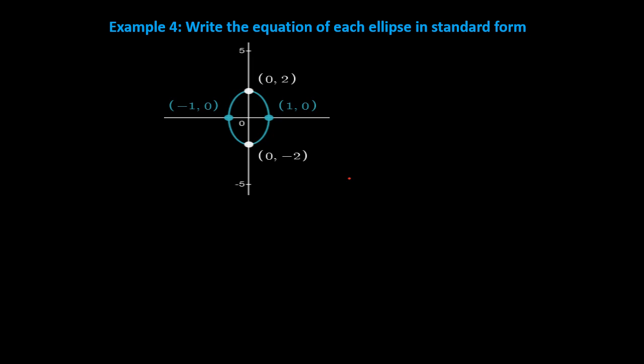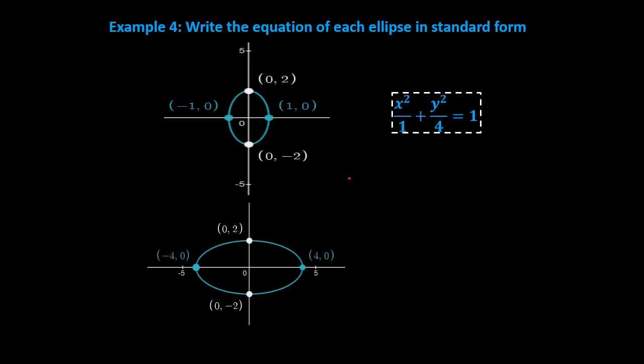So we need to write the equation of that ellipse. So we have the vertices are on the y-axis. So the equation is as such because the center is the origin. Another example, the vertices are on the x-axis this time, and the center is the origin. So the equation is going to be as such.